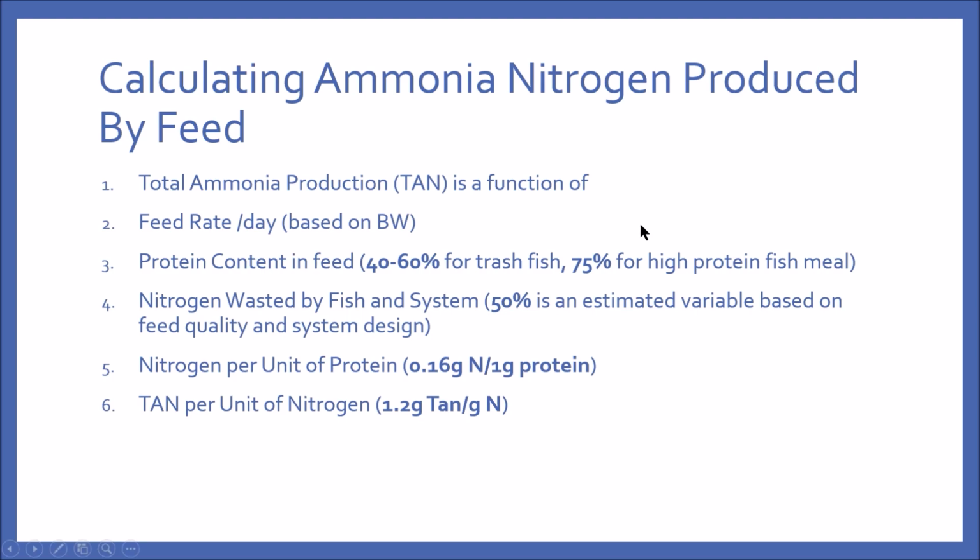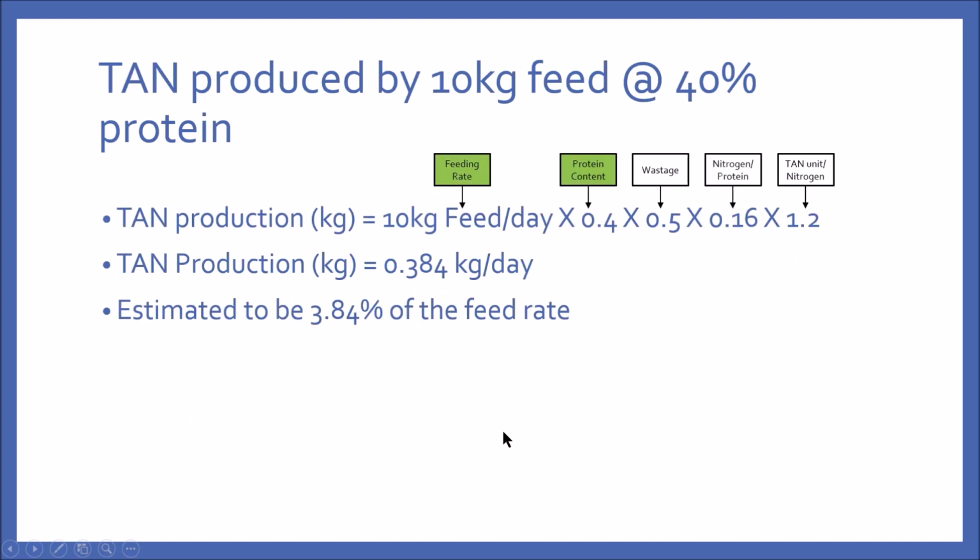We also have other parameters, for example, how much ammonia is actually being released into the water, which is a function of your solid filtration and the type of crustaceans or species you are farming, and this is a typical conversion rate to convert protein into ammonia. So let's look at a quick example. We have to estimate the total ammonia nitrogen produced by 10 kilos of feed at 40% protein content.